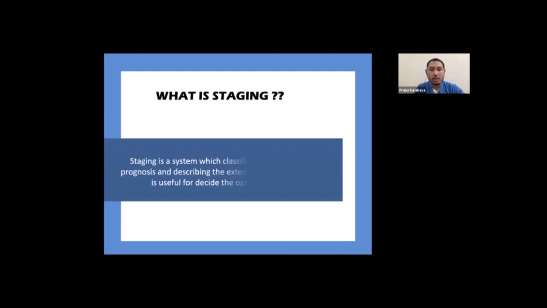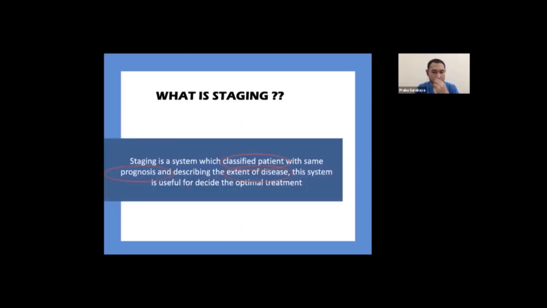Now, about the staging of soft tissue sarcoma. What is the staging? Staging is a system which classifies patients with the same prognosis and same extent of disease. This system is very useful to decide the optimal treatment. So, there are 3 important points about the staging. The first of all is classifying patients with the same prognosis and same extent of disease. We do this staging to decide the optimal treatment for the disease.